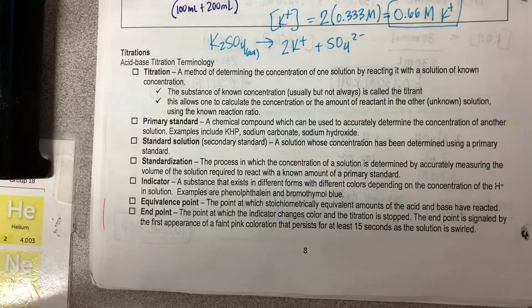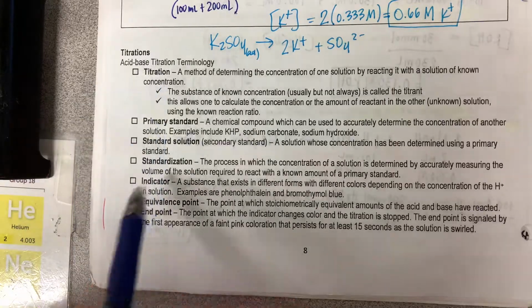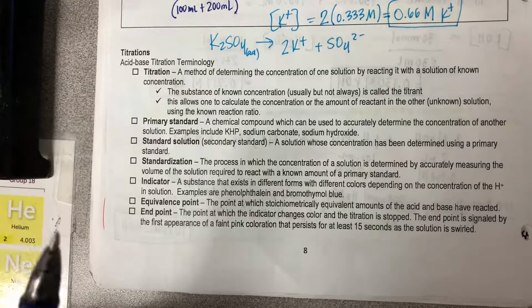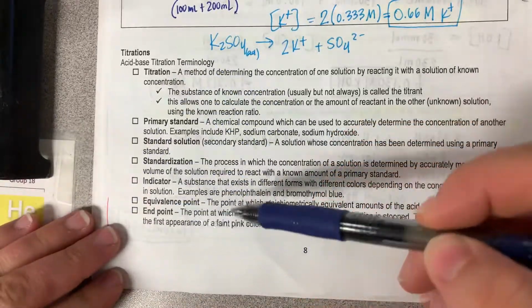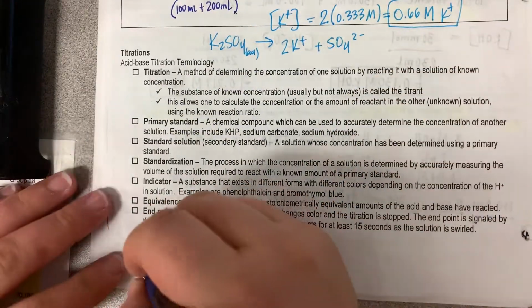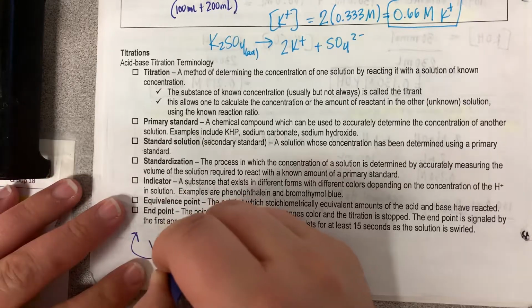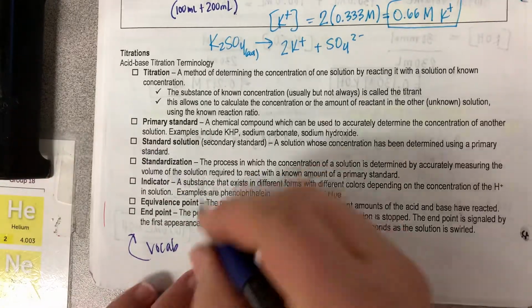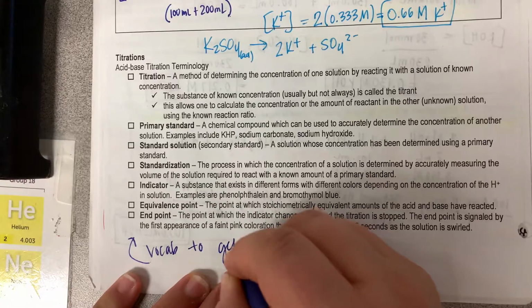Okay, this will be the first video of several that I'll record as we finish up these AP notes. This section, found on page 8 of the chapter 11 notes towards the back, will be over titrations. Primarily this section will just be a lot of vocab that you need to get familiar with.